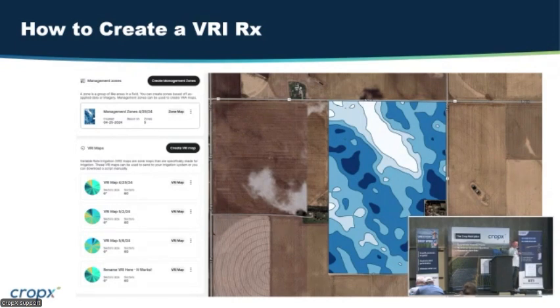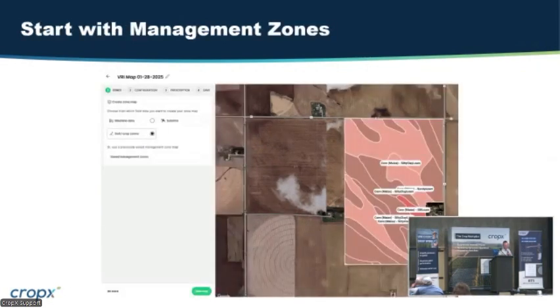When you go to the VRA tool, the VRA section, you're going to see basically three different options. One's first creating your management zones. And again, yesterday I talked a lot about the importance of starting with the right zones, whether you're doing VRA or VRI. And from there, you're going to lead into the VRI. Now, if you start with create a VRI map, it's going to take you straight into creating management zones to begin with. And you'll see we've got four different options, actually.